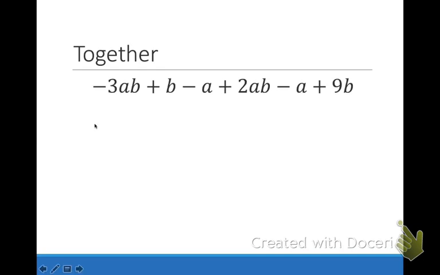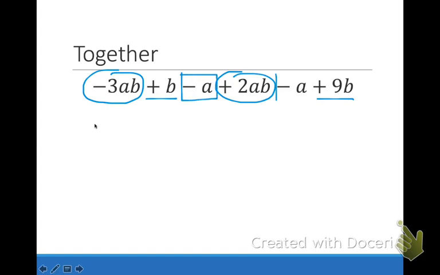Again, looking for the exact same variable. Negative 3ab. Looking for anything else that has an a and a b together, and I see that here. Then I move on to the letter b. I see another b here at the end, and then I have negative a and negative a.